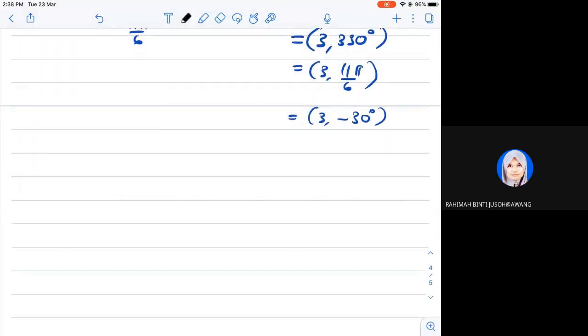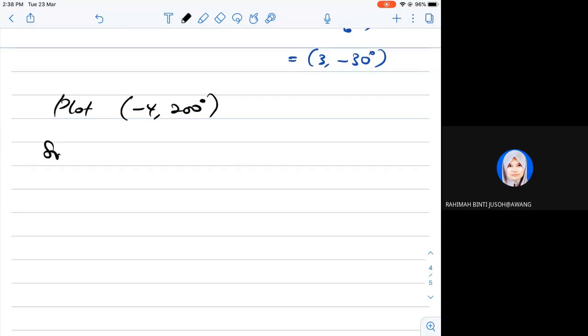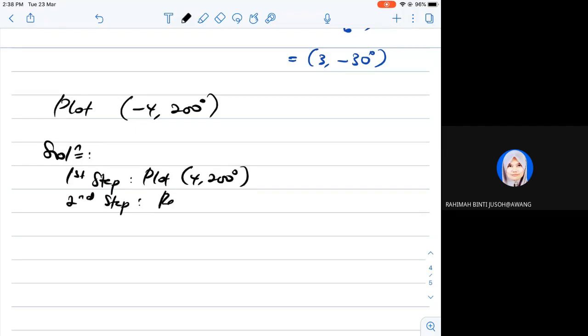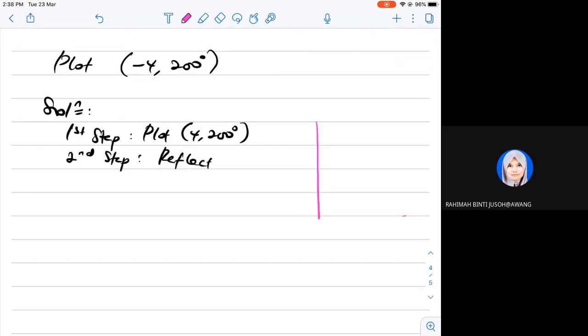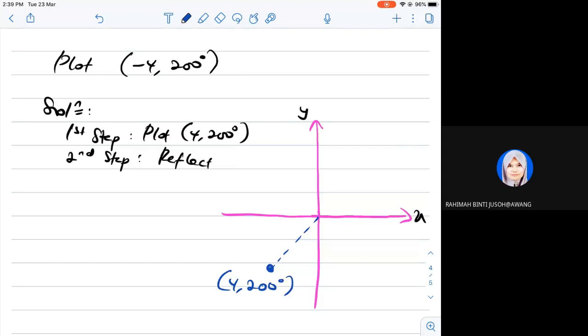Okay, next, your friend asked just now. Let's say I give you one question. Plot negative 4, 200 degrees. First solution, first step, we need to plot positive 4, 200 degrees first. Second step, then you have to reflect. Right? So now, 200 degrees is in the third quadrant, isn't it? Like this, X and Y. I will make it dotted for the first coordinate. This is for 200 degrees. So reflection means you bring it up. This is the answer of negative 4, 200 degrees.